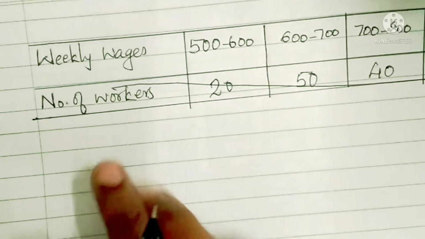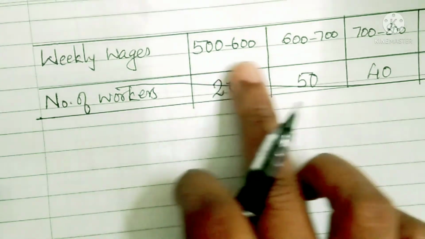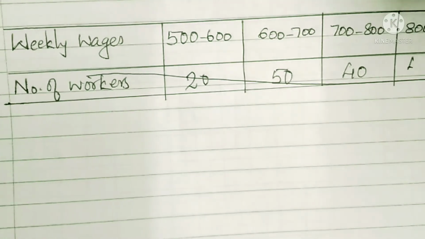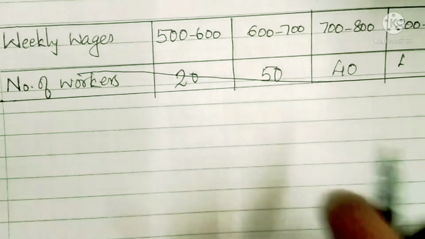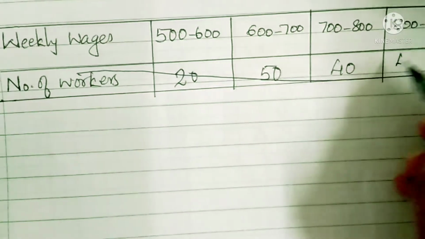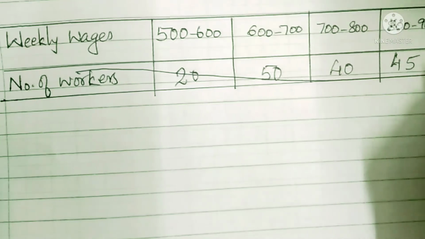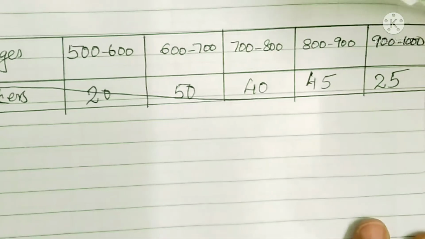Okay. Here is the weekly wages of people. 20 people are getting 500 to 600 rupees per week. 50 people are getting 600 to 700 rupees. 40 people are getting 700 to 800. 45 people are getting 800 to 900 rupees, and 25 people are getting 900 to 1000.